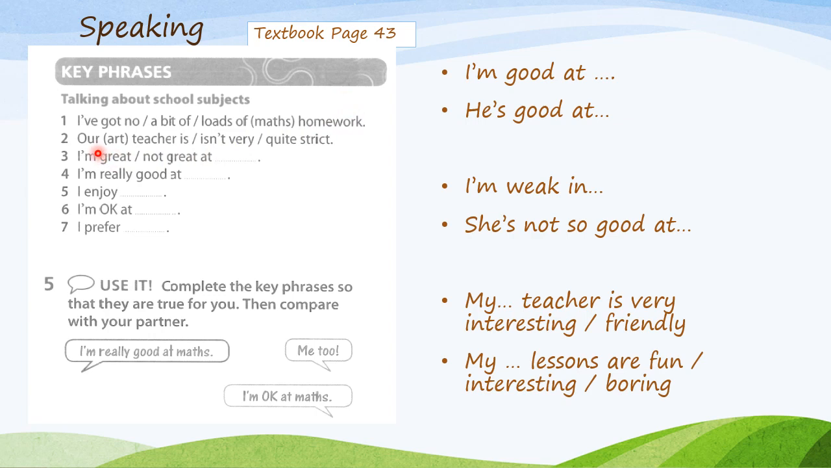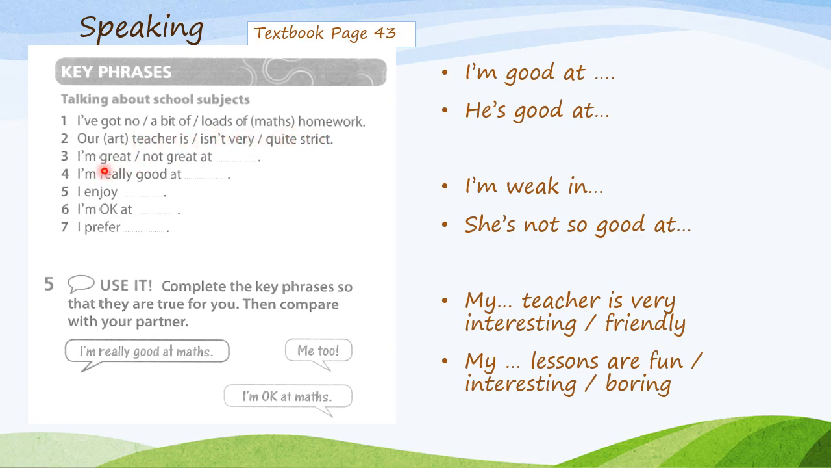Number 2, when you want to talk about your teacher, you can say our art teacher is quite strict, or is strict, or our art teacher isn't very strict. Now, strict means very 严厉, 很严厉的, all right? It's very serious, you cannot play the fool. You must listen to her, you must do your work properly. That's the meaning of strict. So our art teacher is or isn't very strict or quite strict.